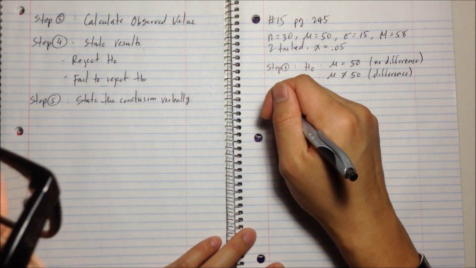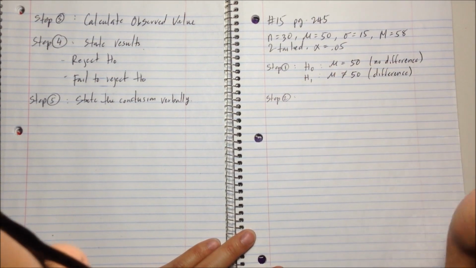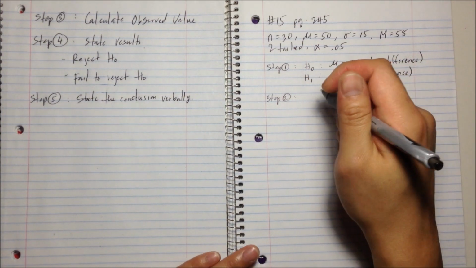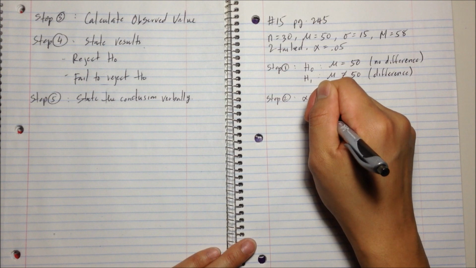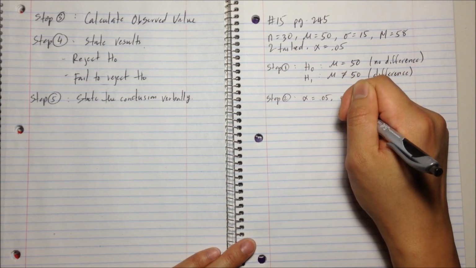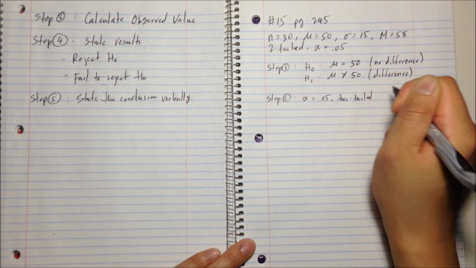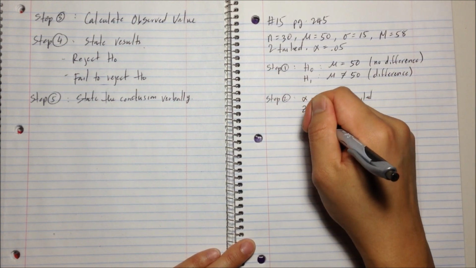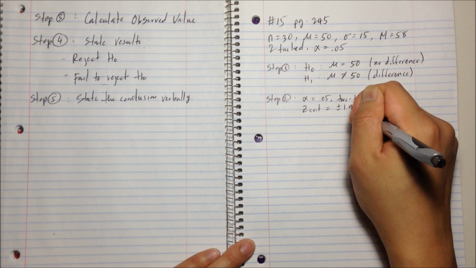Step 2, find the critical region, right? So we have to write it exactly like this. Alpha level is 0.05. Two-tailed. Z crit is equal to plus or minus 1.96.